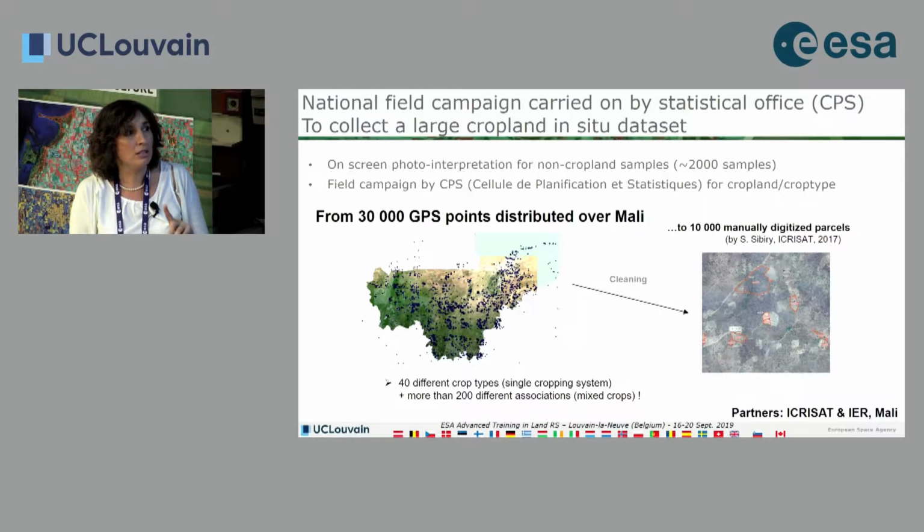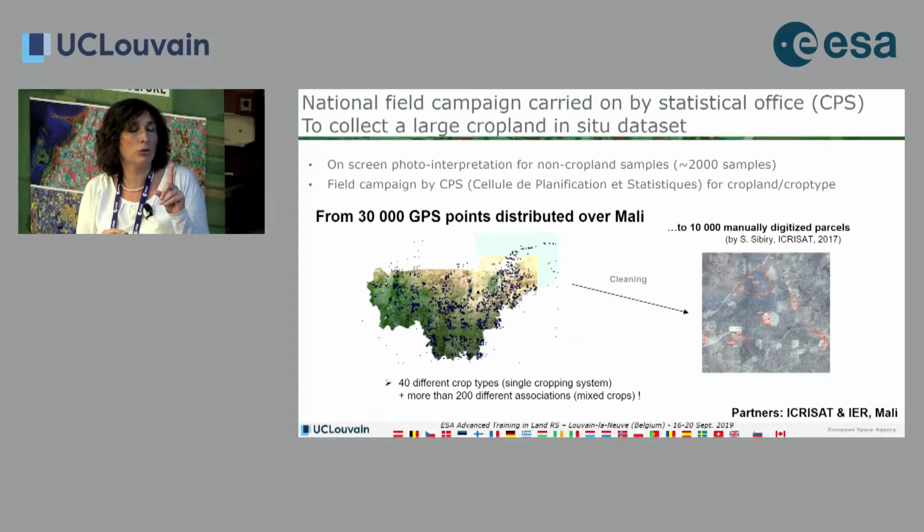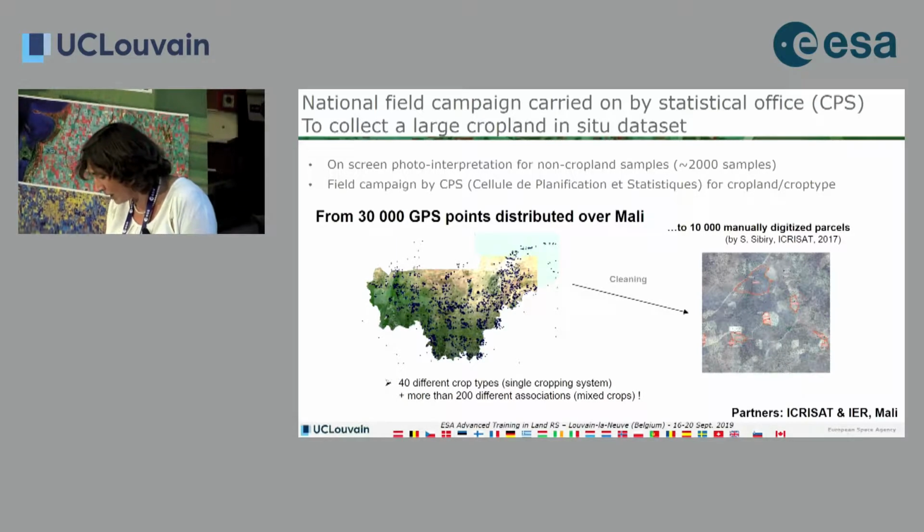Why? Because in the region we had more than 40 crop types with a single cropping system, but more than 203 associations of mixed crops. And so at the end it was such a mess, with a reliability that we could really question, that we decided not to go to the crop type. We tried, but the results were absolutely not reliable.